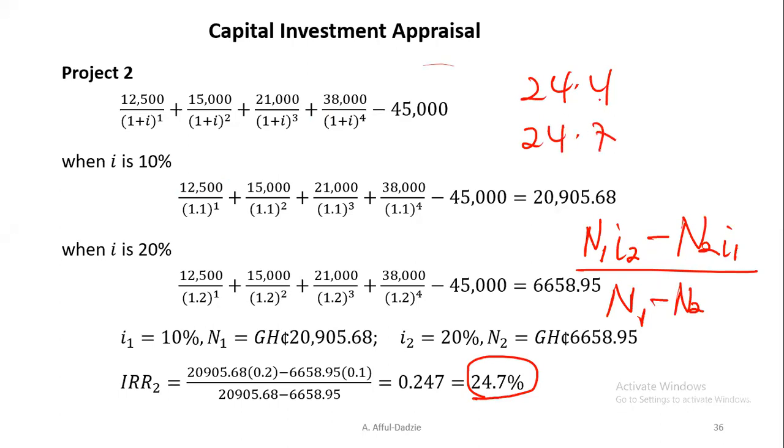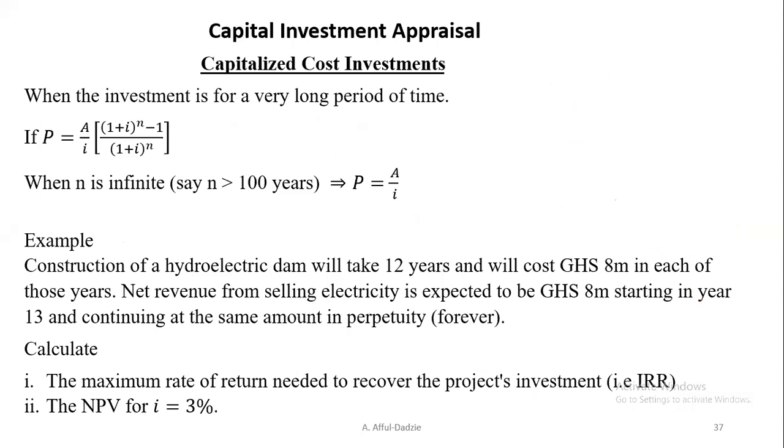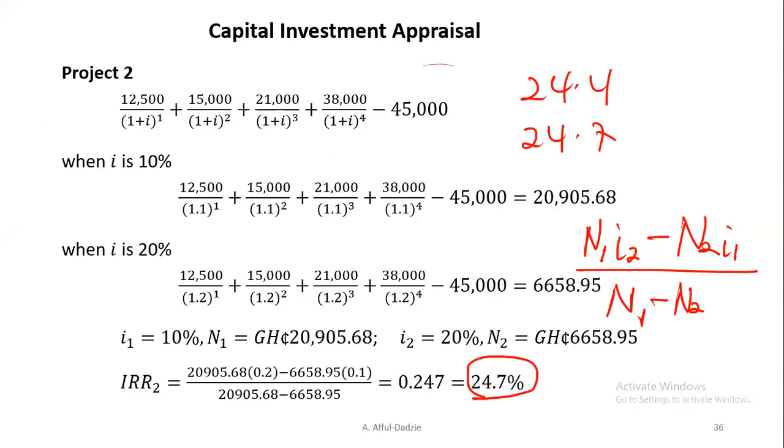Now, the question didn't give us any information on an MARR, the minimum acceptable rate of return. So here we will just go straight forward and compare the two. In this case, we would select the IRR of 24.7%. So we would rather invest in project two, because it has the higher internal rate of return. Are we okay?